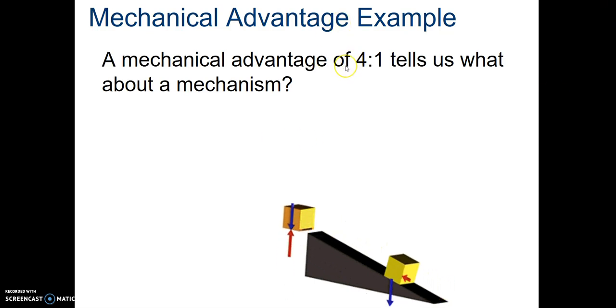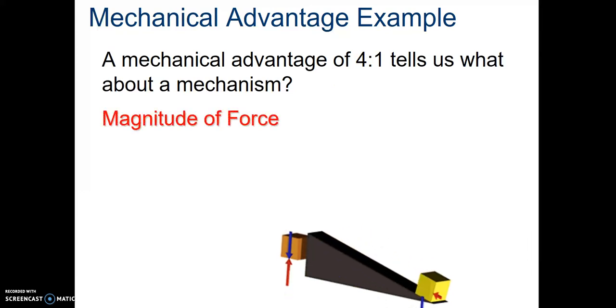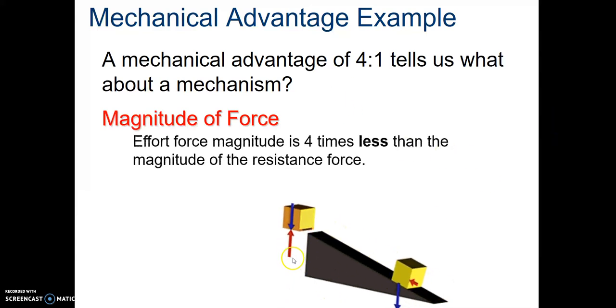So for example, say the mechanical advantage is 4 to 1. What does that tell us about this mechanism or simple machine? Well, it tells us something about the forces. What it shows us here is that the force to push this box up this hill is 4 times less than the force it takes to lift this box completely straight up. So it takes less force to move it up if we push it across.